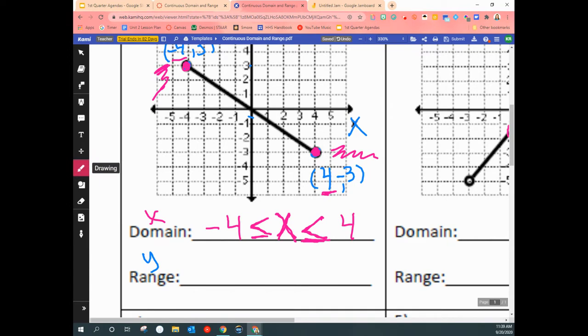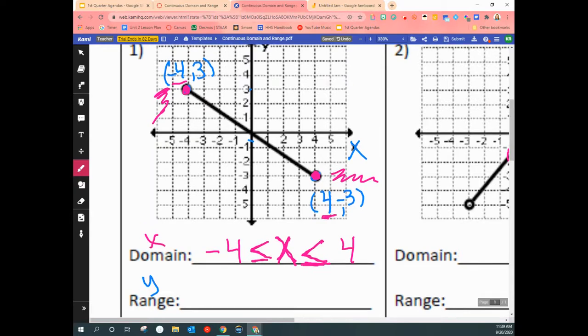Let's find the range. I already have my endpoints written out. So I always got to start with my smallest. I need to start with my smallest y. You always, smallest x, smallest y. Start with the smallest one. Well, it's -3. My biggest one is +3. I can see that easily. The y's got to go in the middle. Then you always write your symbols this way.